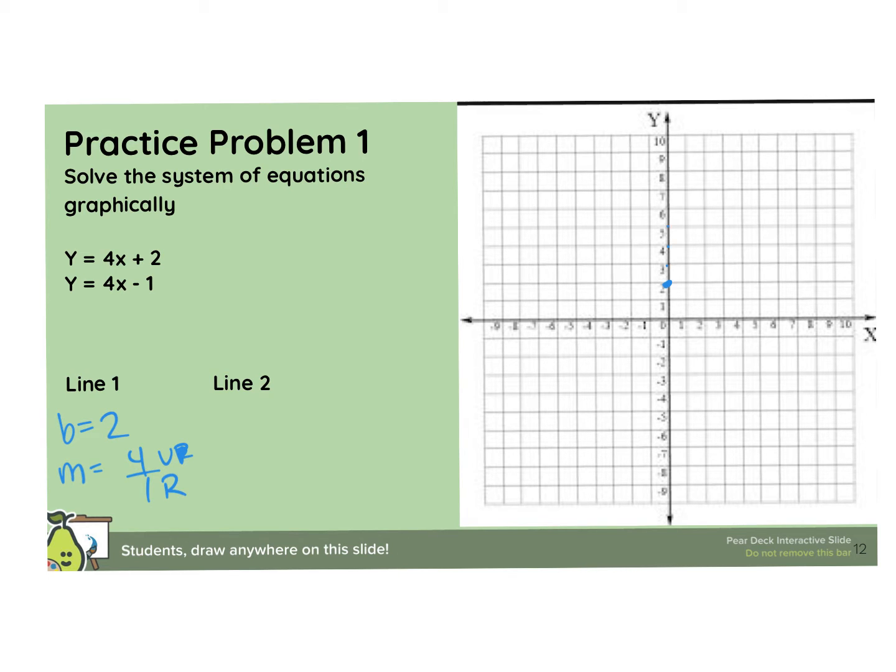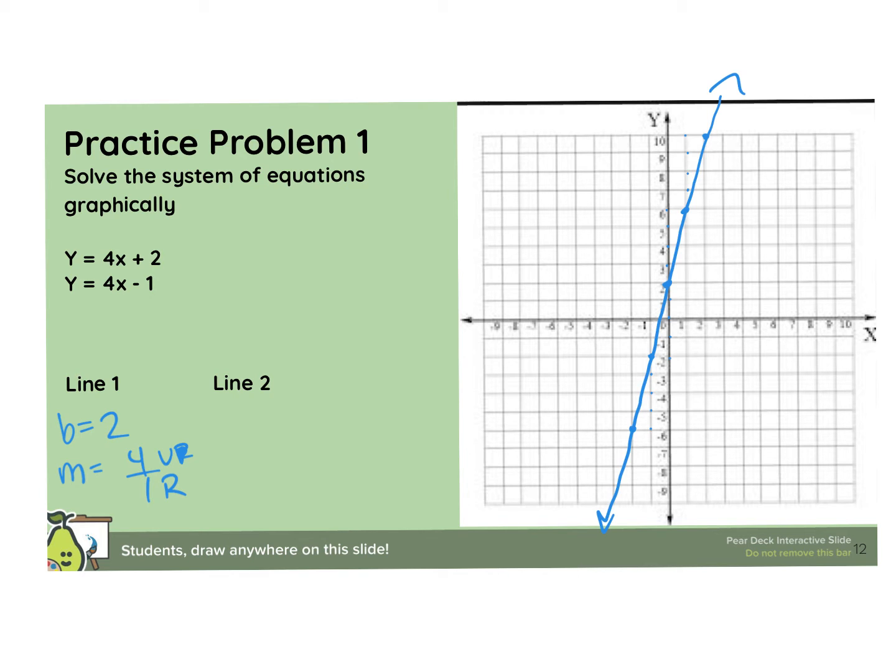So 1, 2, 3, 4, 1. I'm also going to go down and left just to get some more points on this line. So down 4 and left 1. That's just so I can make sure I have as many points so I can see where they intersect, if they're going to intersect. Add arrows because lines go on forever.